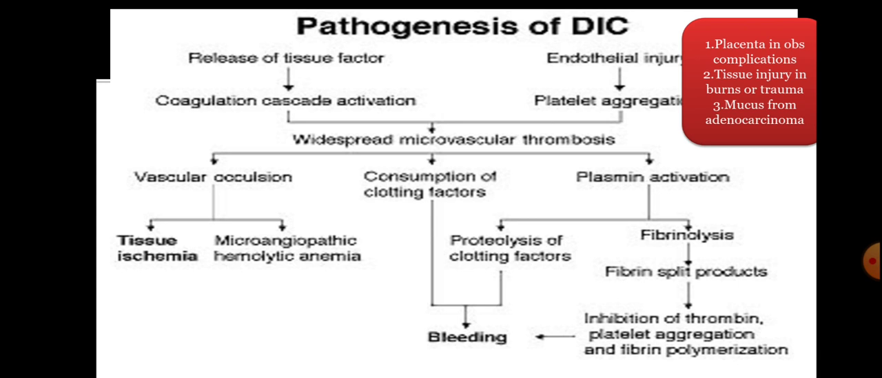This widespread microvascular thrombosis can also result in plasmin activation. The activated plasmin can cause proteolysis of the clotting factors, which results in bleeding. On the other hand, the activated plasmin can result in fibrinolysis, which produces fibrin split products. These result in inhibition of thrombin, platelet aggregation and fibrin polymerization, all of which result in bleeding.